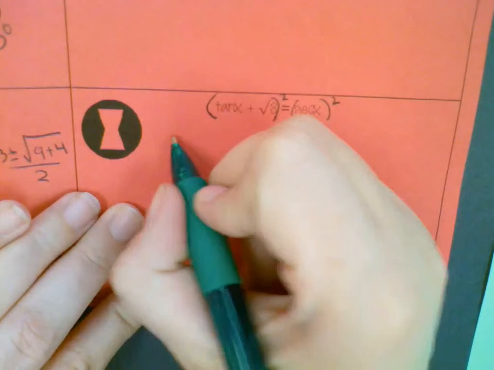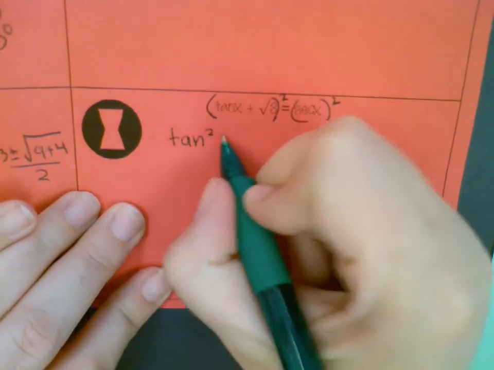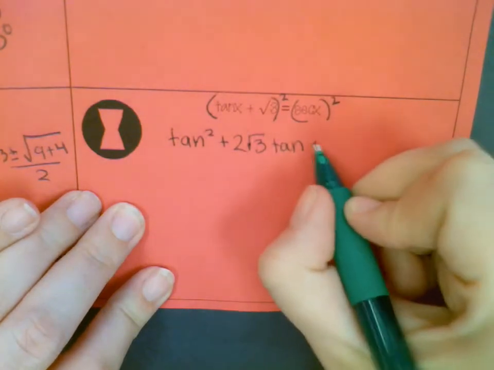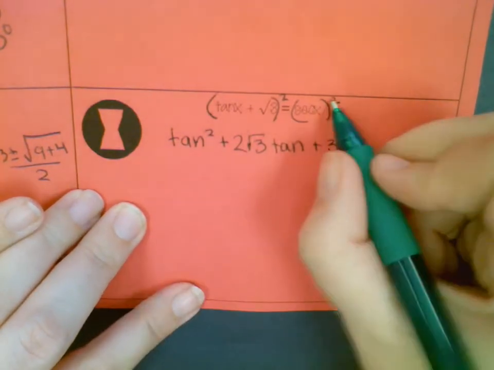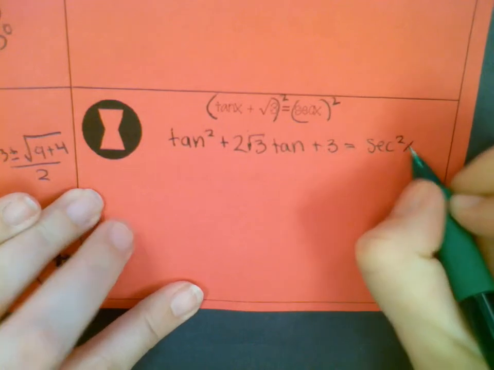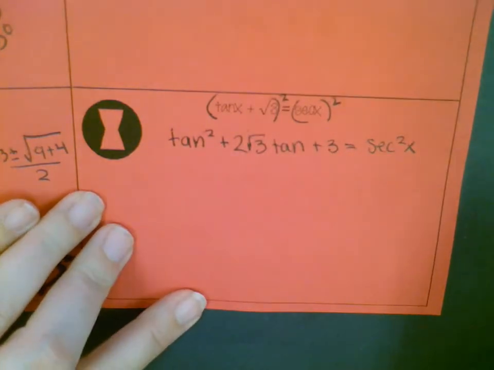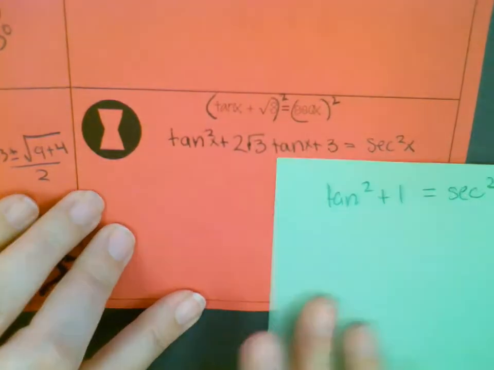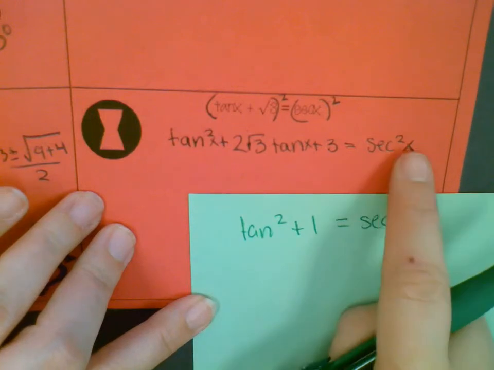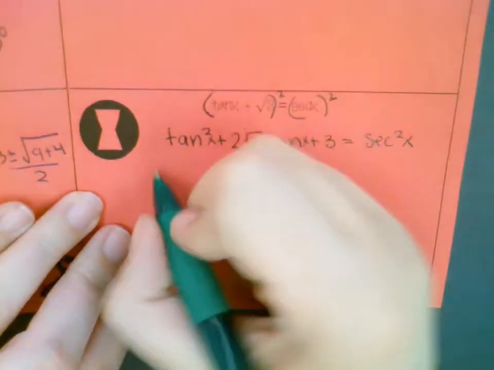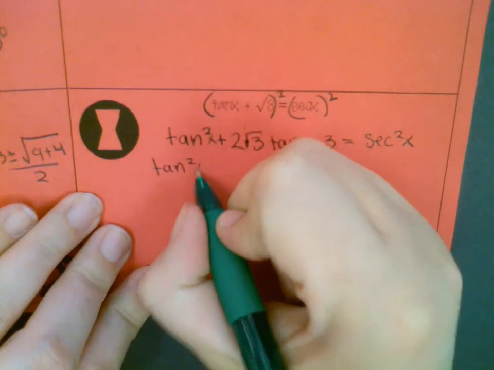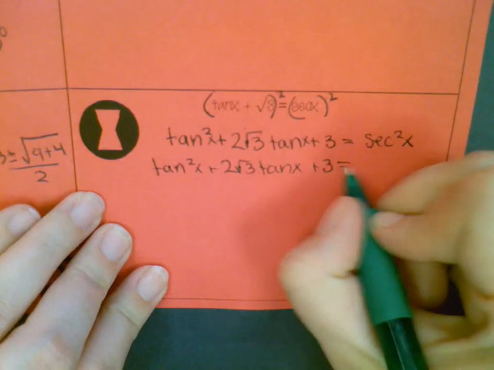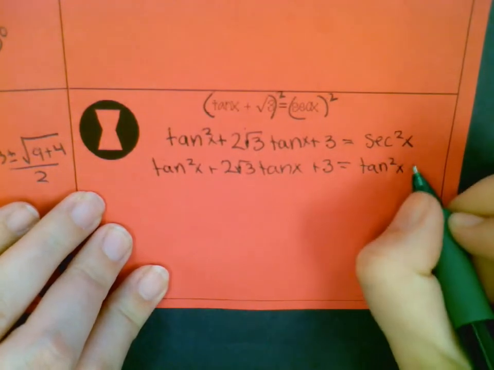So if I FOIL this, I end up with tangent squared plus 2 root 3 tangent plus 3. And then on this side, we just have secant squared x. Oh, I forgot my x's. Okay, so now that I have it squared, I can use my identity. And secant squared equals tangent squared plus 1, so I'm going to plug that in there. So now I have tangent squared x plus 2 root 3 tangent x plus 3 equals tangent squared x plus 1.